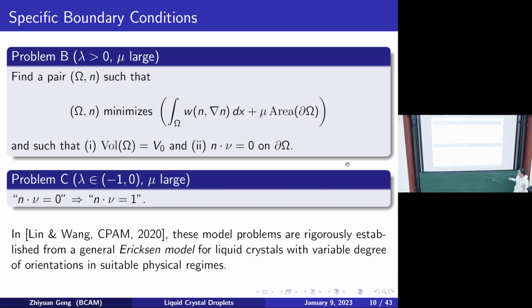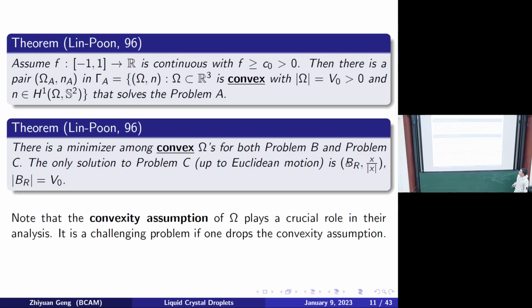In the recent work of Lin and Wang on CPAM, they can derive this model from the sharp interface limit of the Ericksen model. So they can rigorously obtain this tangential anchoring boundary condition or this normal anchoring boundary condition for the droplet problem. So now, the first analytical result on this free boundary problem A, B, C was given by Lin and Poon in '96.